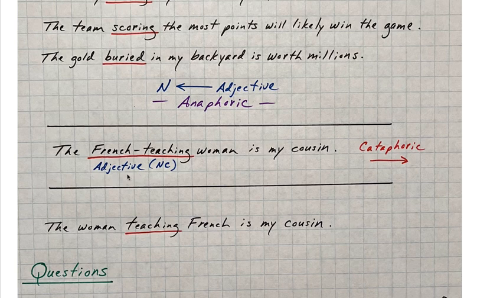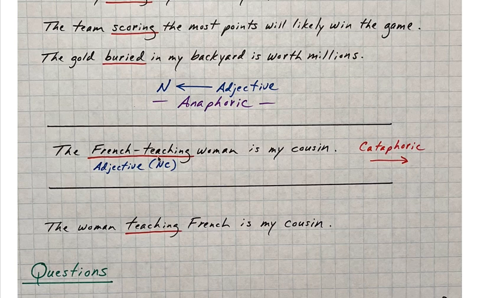And here we'll have just a plain and simple adjective, or you could call it a noun complement, and then your problem is solved. And the complementation here is going forward, so it would be cataphoric. You say, well, I fixed that. The French teaching woman is my cousin.